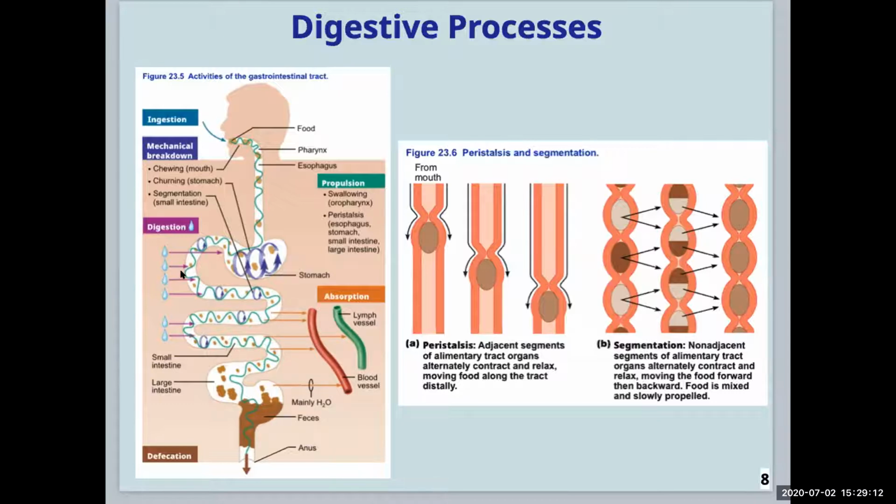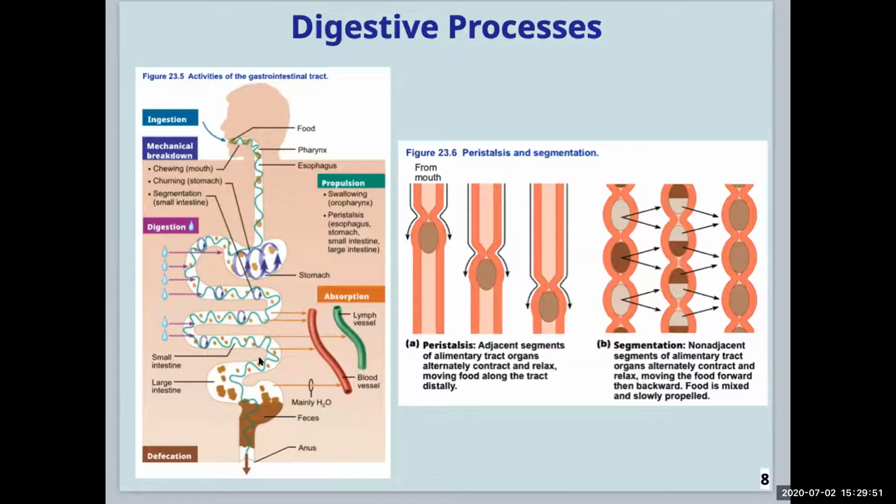Digestion is sometimes referred to as chemical breakdown. Here we're using digestive enzymes to break down complex food molecules into simpler chemical building blocks. Now the absorption part is where the digested fragments of food, whether sugar, fatty acids, or amino acids, are absorbed from the digestive tract into the blood or the lymphatic.